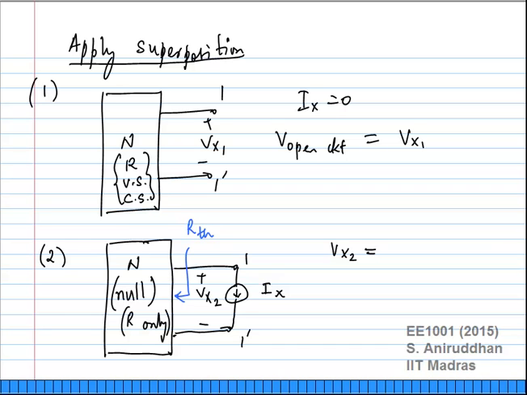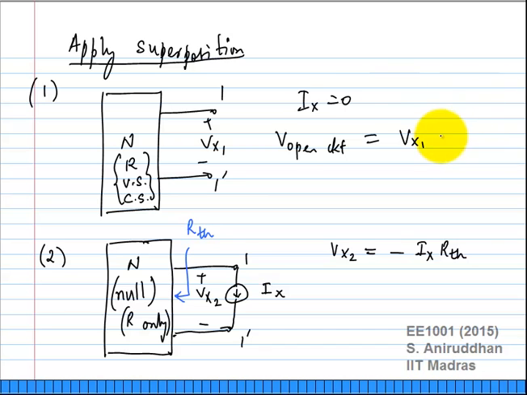What is Vx2 now? Look at the directions. What is Vx2? Between 1 and 1 prime, the network only has a resistor RTH. What is the value of Vx2? Look at the direction of the current source. It's downwards. So Vx2 is minus Ix RTH. Again, one of the important things about solving circuits systematically is to keep track of signs also, depending on the directions of voltages and currents. So Vx2 is nothing but minus Ix RTH.